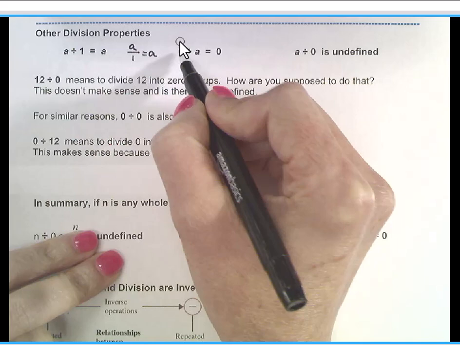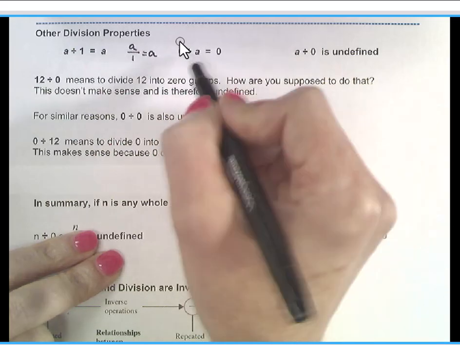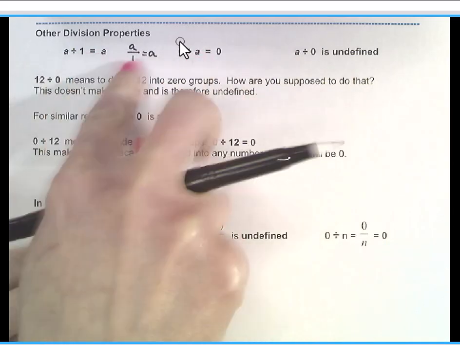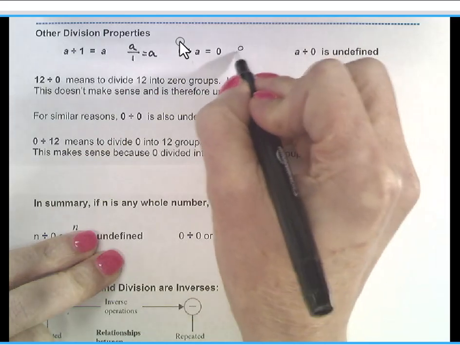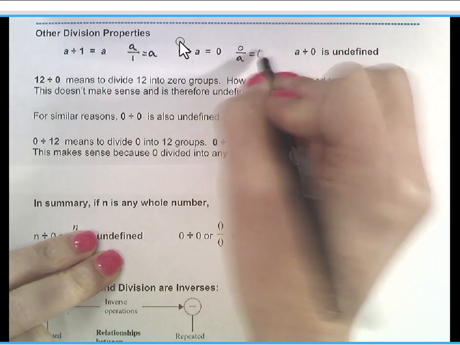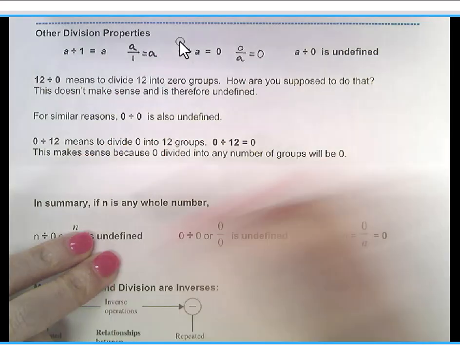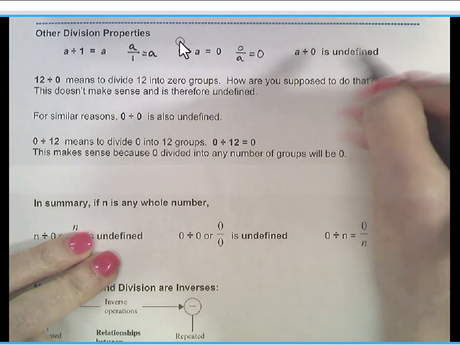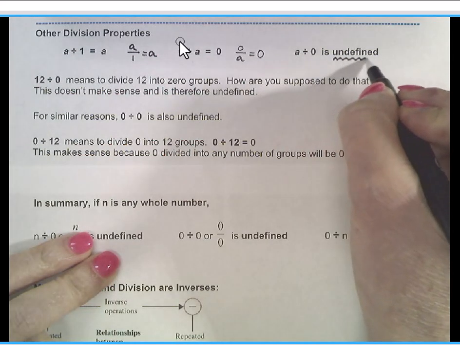So if you have 0 divided by a, you would get 0 for the same reason, right? So if you plug in a 0, it's fine. So 0 divided by a is 0. That's fine as long as the top is 0. But a divided by 0 is undefined. This is something we cannot have.